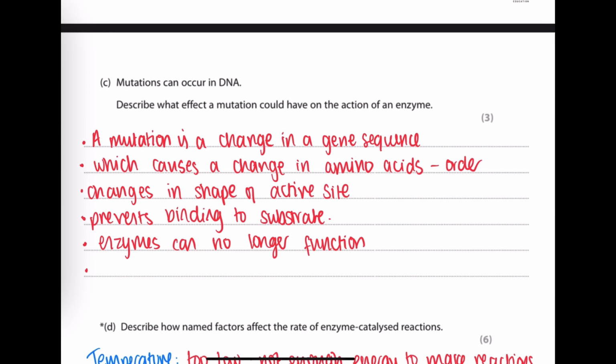C. Mutations can occur in DNA. Describe what effect a mutation could have on the action of an enzyme. This again is another very common question, and it's always the same 5 points that come up. So this could be a 5 marker. Every bullet point is a different mark that you get on the mark scheme.